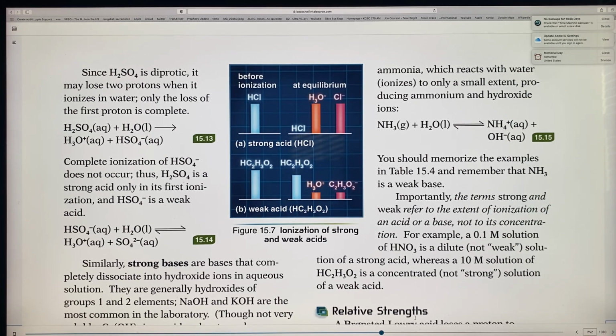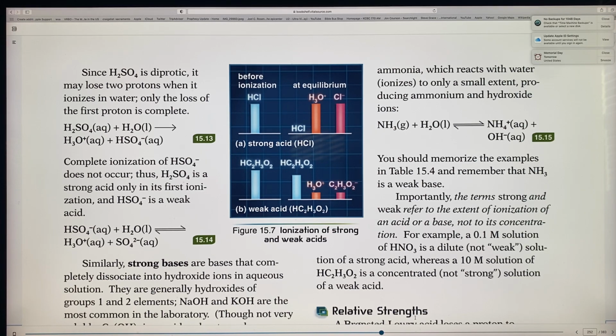You should memorize those and know which ones are which. But importantly, the terms strong and weak refer to the extent of ionization of an acid or base, not to its concentration. Concentration means how concentrated the acid is, and strength doesn't depend on its concentration.